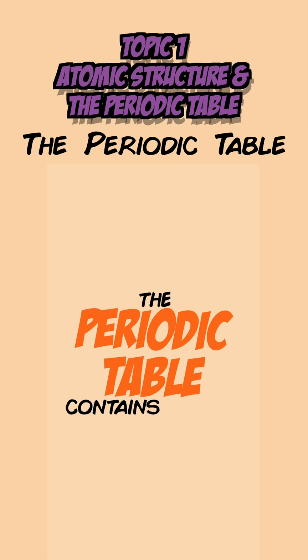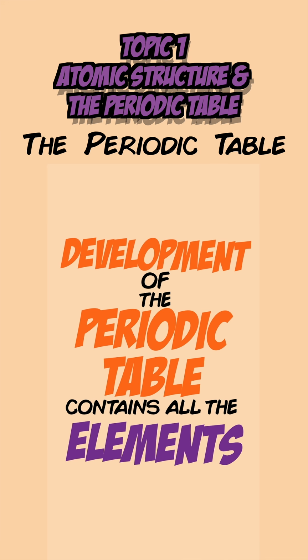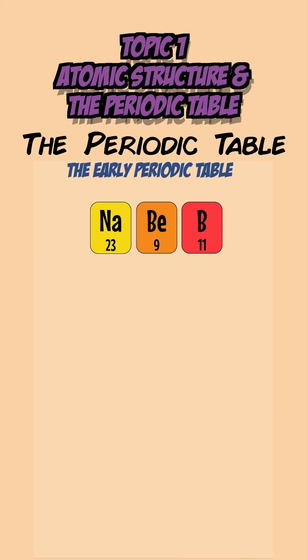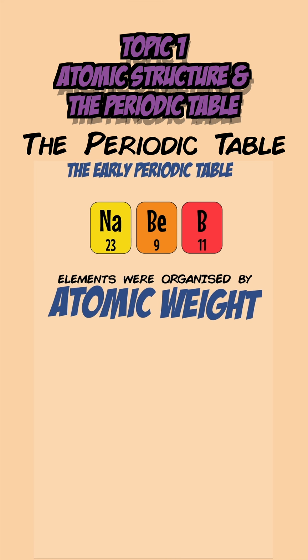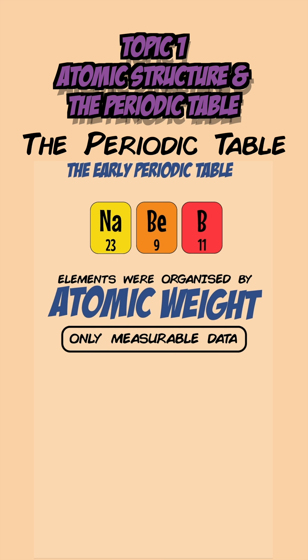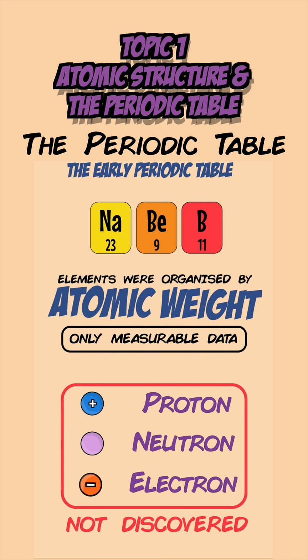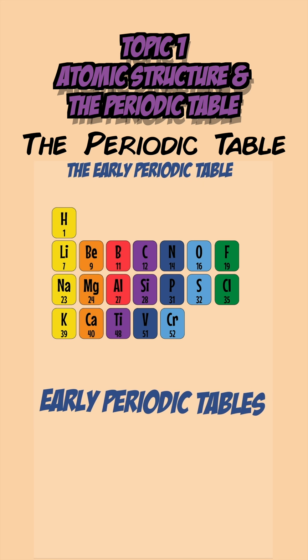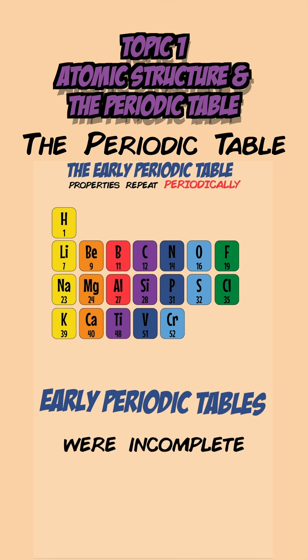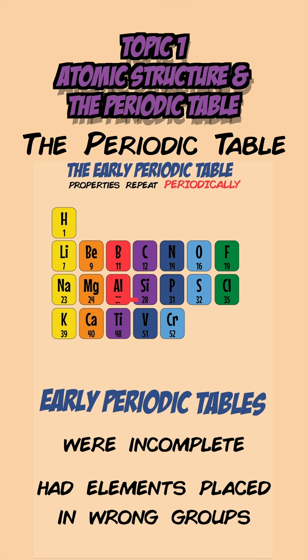The periodic table contains all the elements that exist and has developed a lot over the years. In the early 1800s, elements were organized by atomic weight and their physical and chemical properties. Back then, atomic weight was the only measurable data that early scientists could use. This is because protons, neutrons and electrons had not been discovered yet. This led to the creation of early periodic tables where properties kept repeating periodically, hence the term periodic table. But these early periodic tables were incomplete and some of the elements were placed in inappropriate groups. This is because scientists were placing them strictly according to their atomic weights.